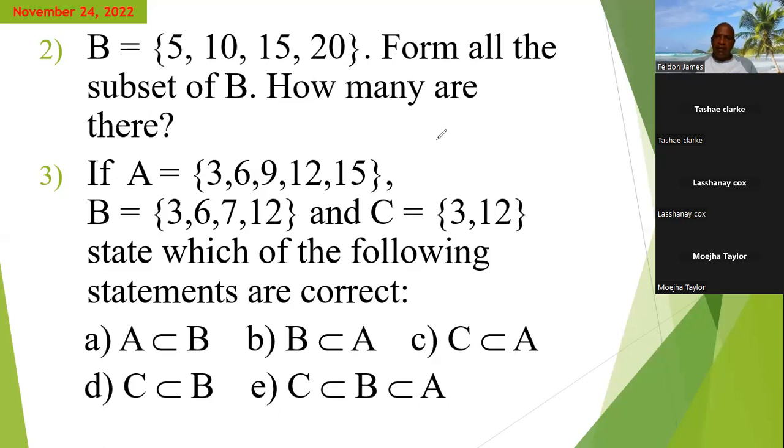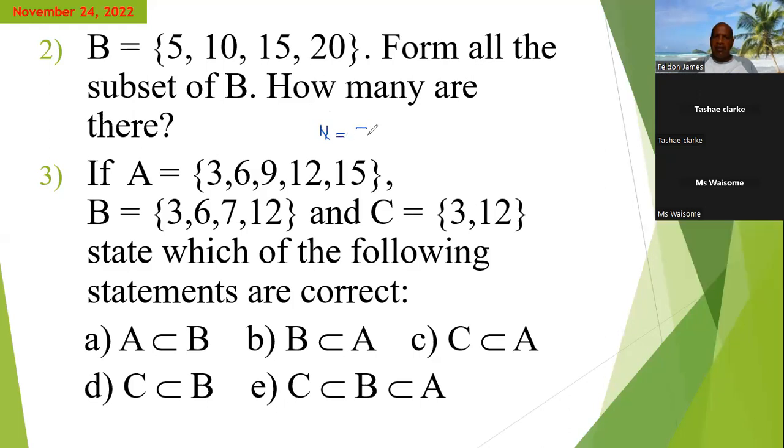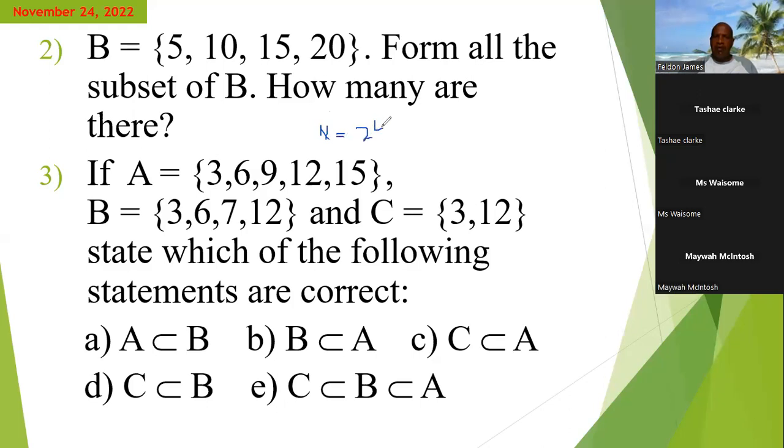Can somebody tell me how to calculate it? 2 raised to the power of 4, sir. All right, so the number of subsets is 2 raised to the power of 4. And if you do that calculation, how much would you get? 32.